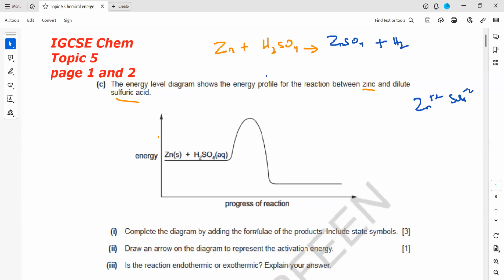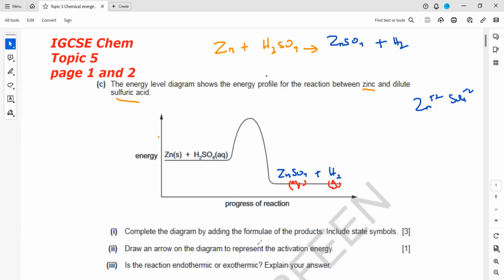So we have to complete the diagram by adding the formula of the products, including the state symbol. So the product will be zinc sulfate plus hydrogen. How to identify the state symbol of the salts? As the table shows, all nitrates are soluble, most chlorides except silver, mercury, and lead. Most sulfates are also soluble except barium, calcium, and lead. So what will be the state of zinc sulfate? It will be aqueous. And what is the state of hydrogen? Gas. So we'll say hydrogen gas.